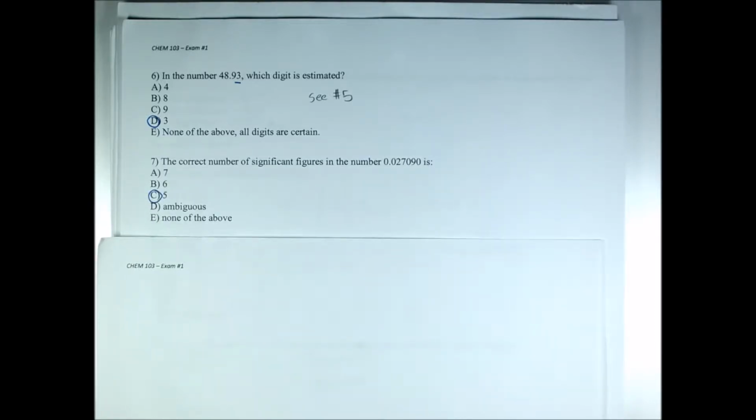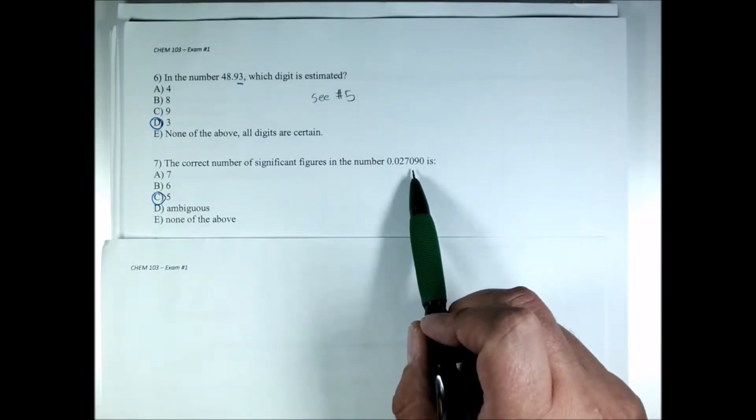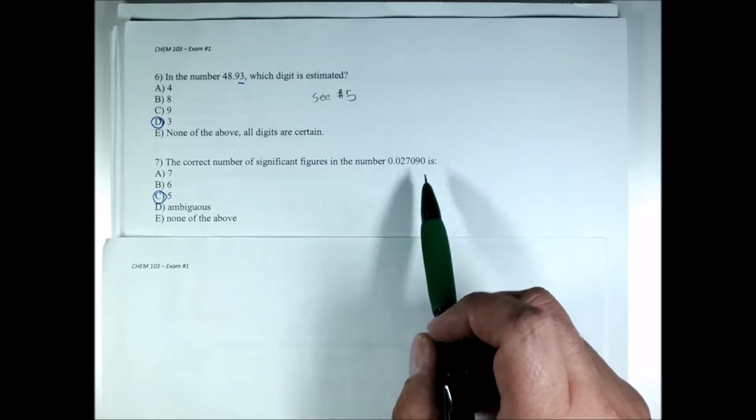All right, count your sig figs here. So remember that your internal zeros are significant, and trailing zeros to the right of the decimal are also significant. So it gives us 5 total.